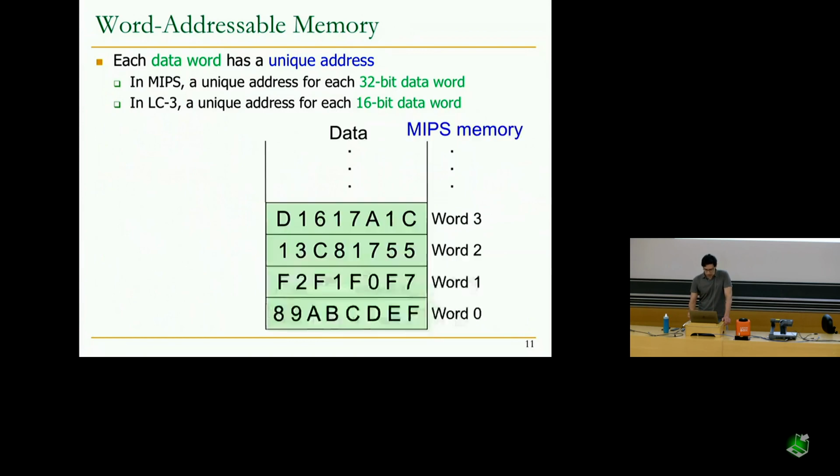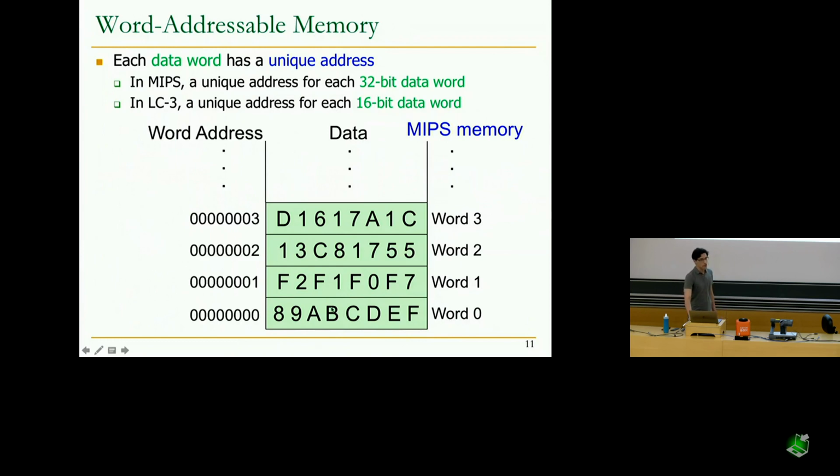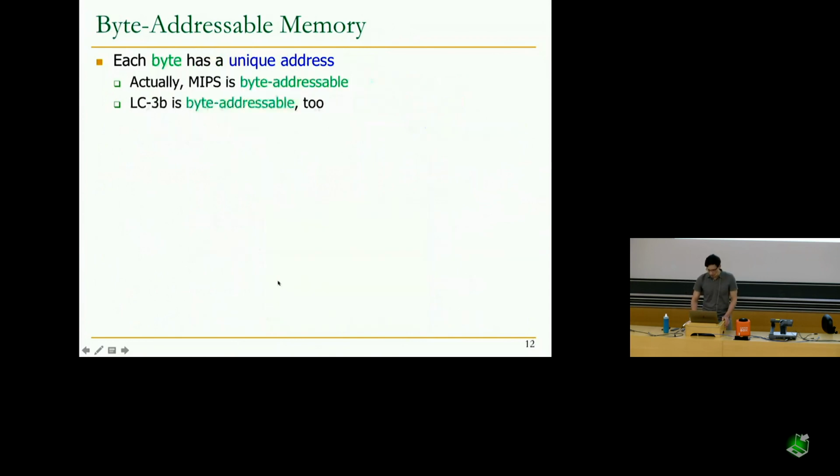And this is a toy example of MIPS memory, where you can see all these words, word 0, word 1, word 2, and word 3. You see that each of the words is composed of 8 hexadecimal digits, because it is 32 bits. And each of these words has a word address 0 for word 0, word address 1 for word 1, and so on. This is in the case of a word addressable memory.